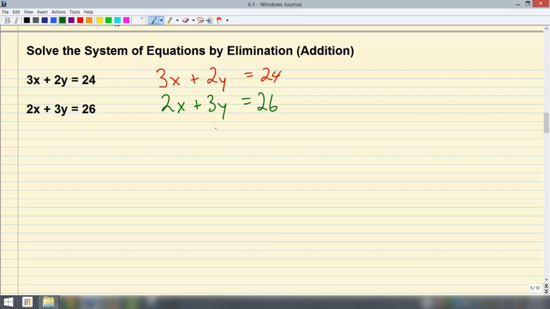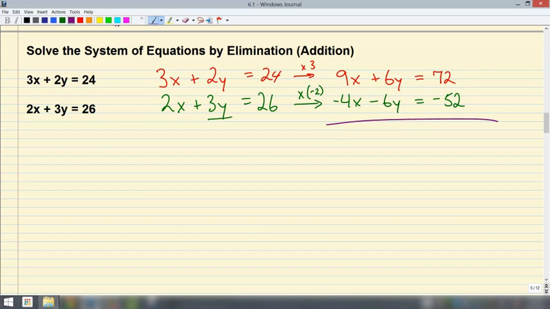I heard y first, so we're getting rid of y. What we need to do is multiply this top equation probably by the number 3. So that's going to become 9x plus 6y equals 72. For the second equation, we need a negative 6. So we're going to multiply everything by negative 2. So that'll give us negative 4x minus 6y equals negative 52.